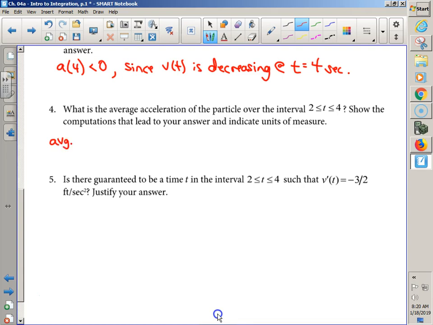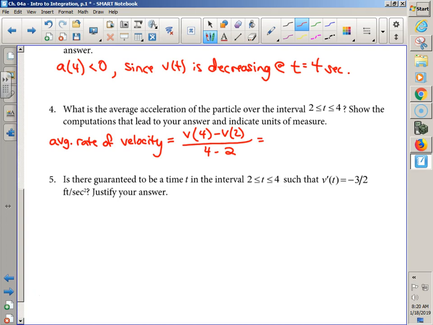Average acceleration is going to be the average rate of velocity. Do you guys agree with that? Average acceleration is going to be the average rate of velocity. So who's my f in this case? V. And that's a good thing, because if it was anything other than V, how would we find it? So what did you guys get for V of 4? What did the values seem to be?